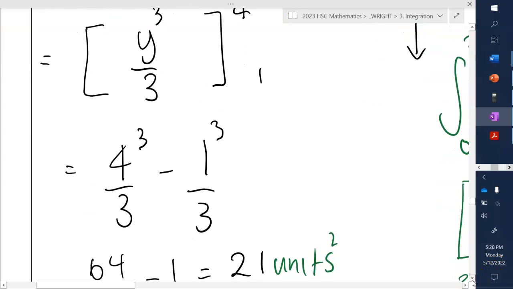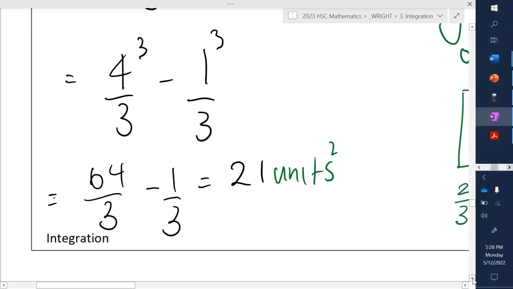Putting 4 in first, we get 4 cubed over 3, minus 1 cubed over 3. 4 cubed over 3 is 64 over 3, minus 1 over 3. That becomes 63 over 3, or 21 units squared. The units squared are important. We're calculating area, and area is always in units squared, so make sure you do that.